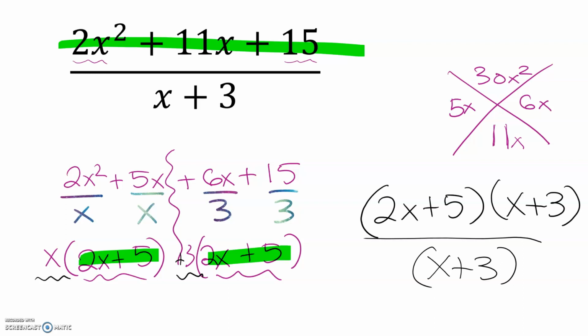So when I put it into factors, now it's all multiplication. And if I can cross out one of those factors, then I can simplify. So x plus 3 would cancel, and my final answer would be 2x plus 5.